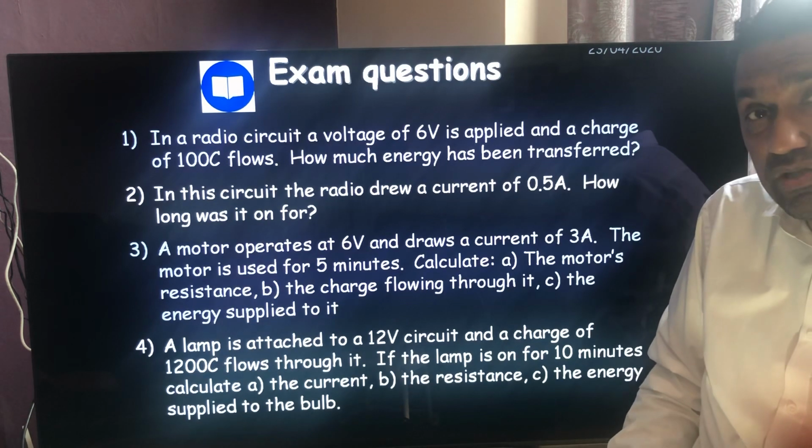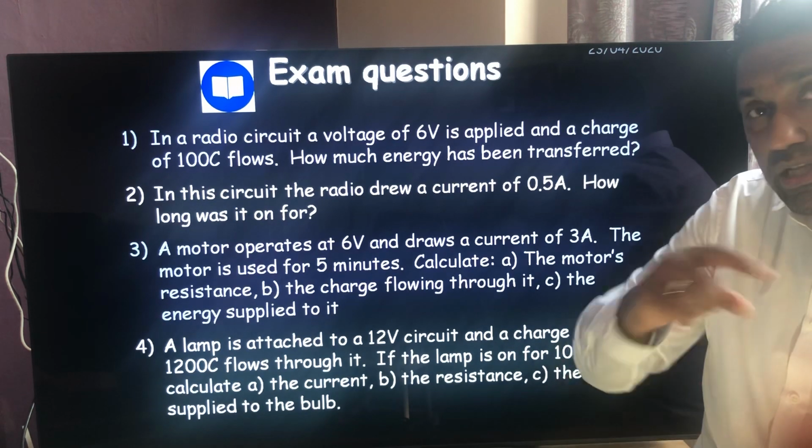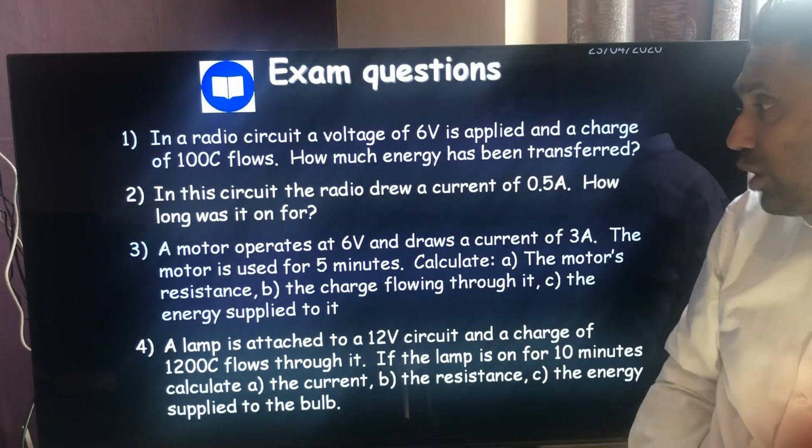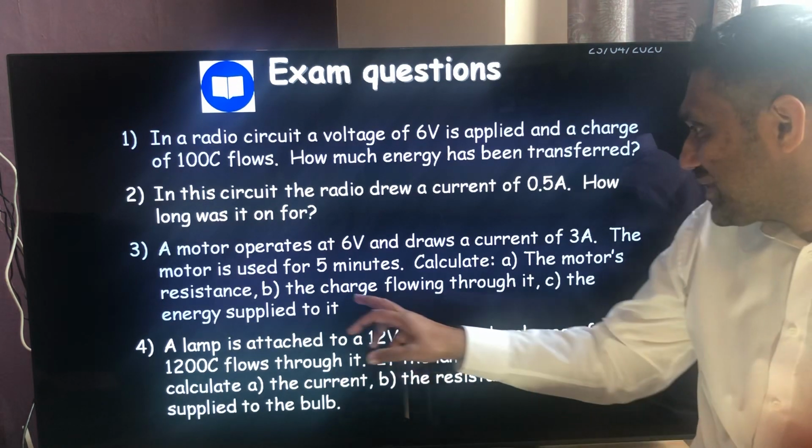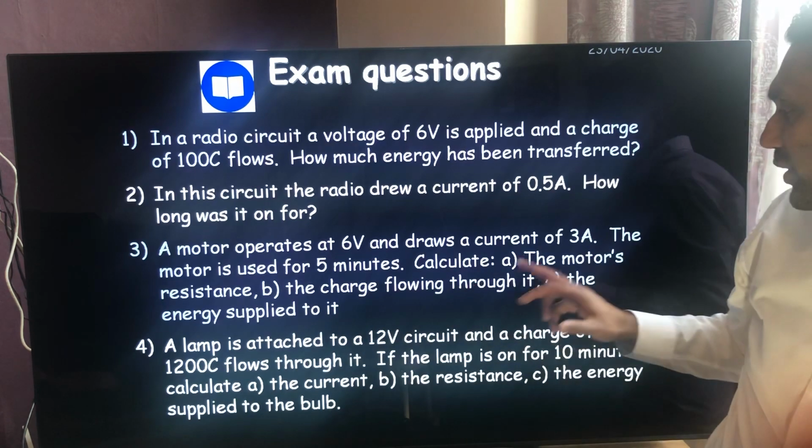Resistance, units of resistance? Ohms, the little horseshoe shape, okay? 2 ohms. So the resistance for question 3A is 2 ohms. Now calculate the charge flowing through it.